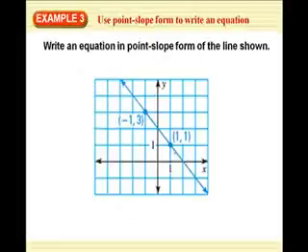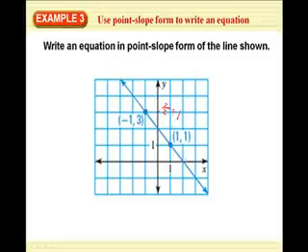Write an equation in point-slope form of the line. Okay, so we need a point, and we need the slope. So we have a point. We can pick either one of these. Doesn't matter which one. Okay, and then let's find our slope. Rise 2, run 2. So our slope is 2 over 2, which is 1.